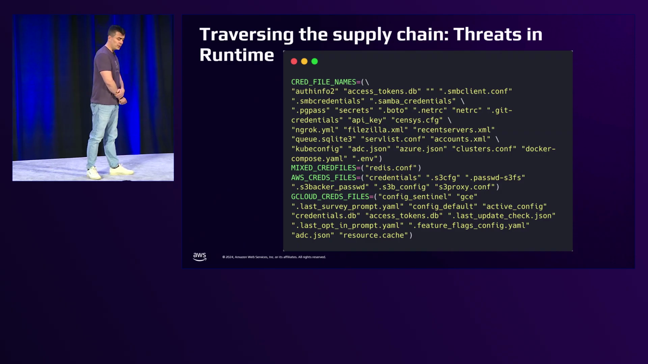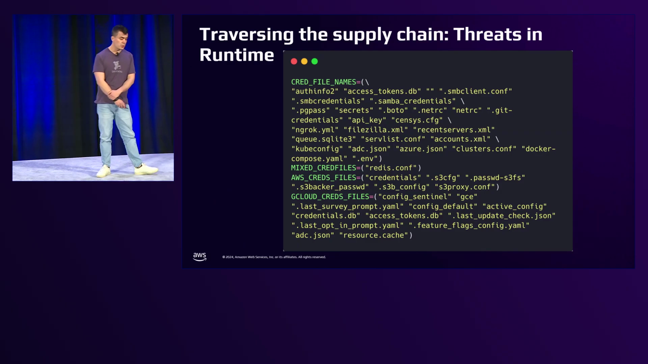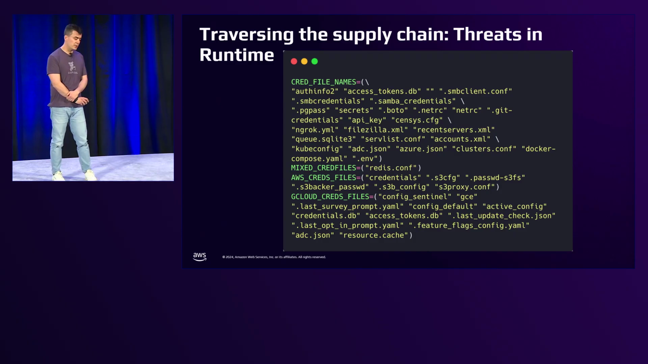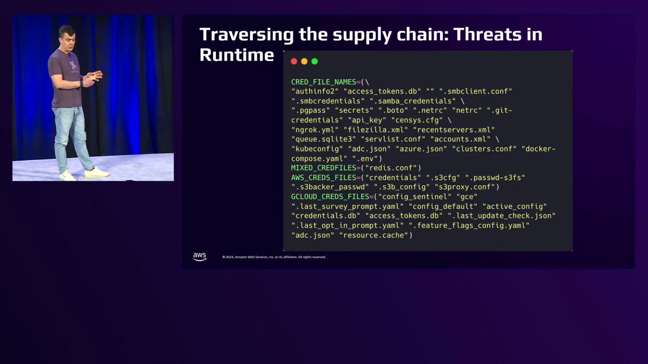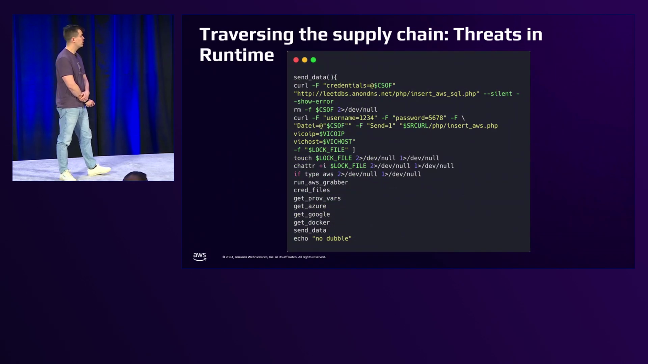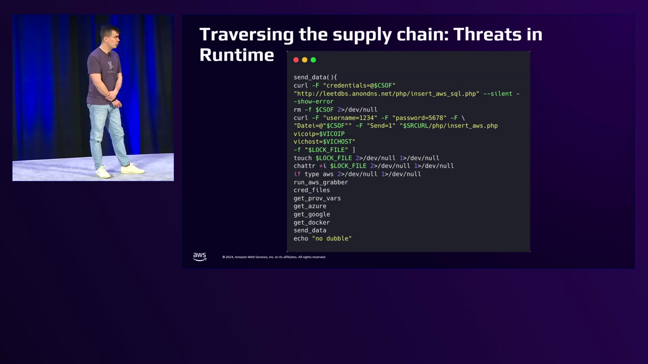A lot of it really focuses on secrets and secret collection. This is a list of things that it's interested in. Notice that it's everything related to database secrets, private keys, cloud secrets, and things like that. What it does is package those up and send them to a command and control server controlled by the threat actor. This is some of the code that you can see here. Basically, once it finds them, it reaches out via curl to elite.dbs.anondns.net.